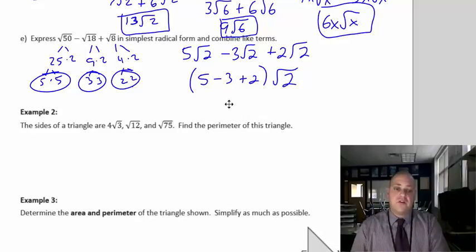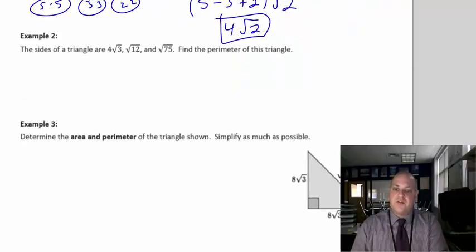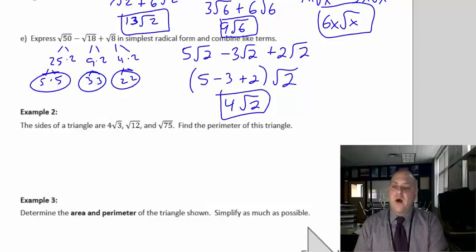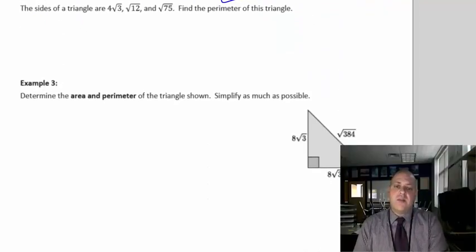5 minus 3 plus 2 is 4. So 4 radical 2 will be my final answer there. Example 2 asks us to do perimeter of a triangle. You could draw the triangle out if you want to, but you should know that perimeter is just adding up the sides of the triangle.